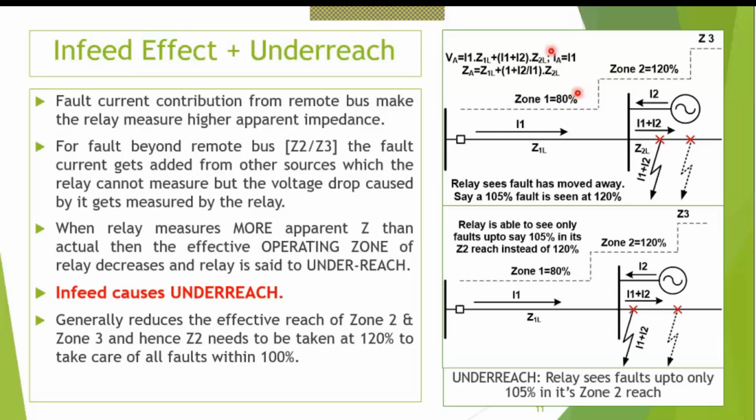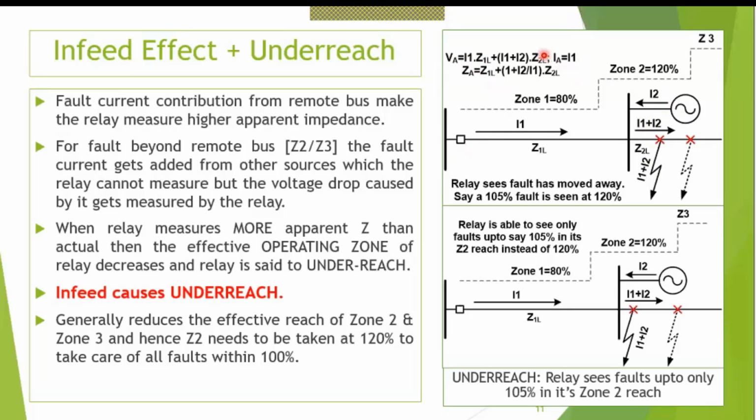That will be according to this equation. Let's move from this side: (I1 plus I2) into Z12, assuming 0 fault resistance, is the voltage rise over this impedance, plus the voltage rise along this circuit, which is I1 into Z1L. So this will be the voltage at the relaying point. What is the current at the relaying point? It is only I1. This relay is not able to see the current of this; the actual fault current is not seen by this relay. So what will this relay measure? It will measure VA divided by IA.